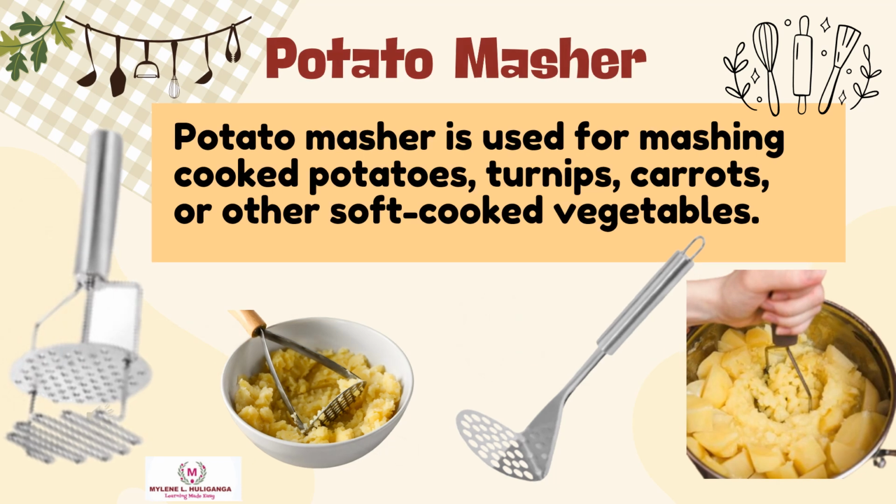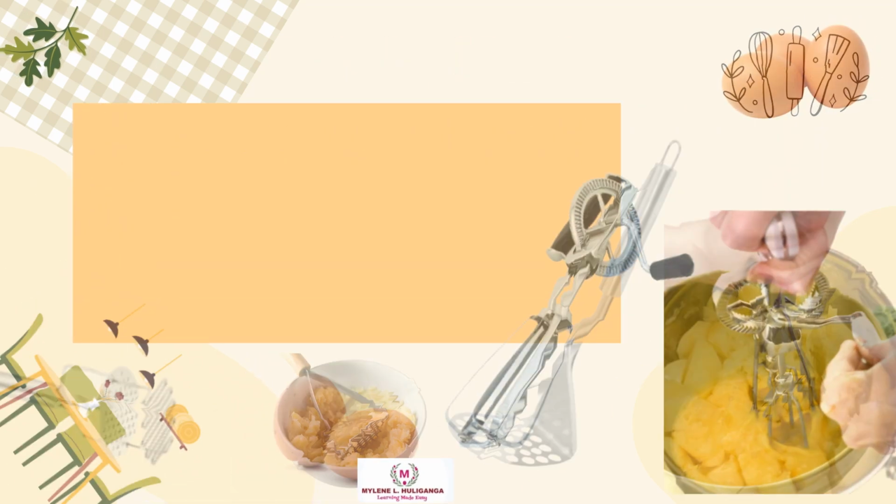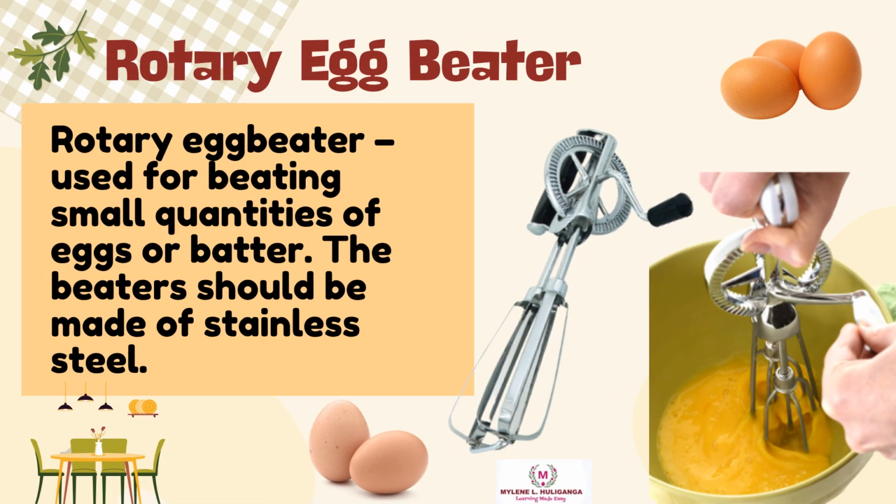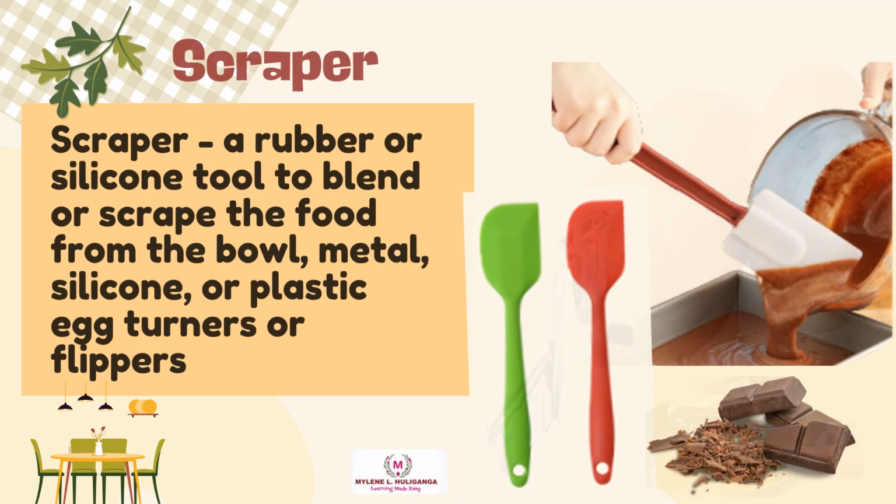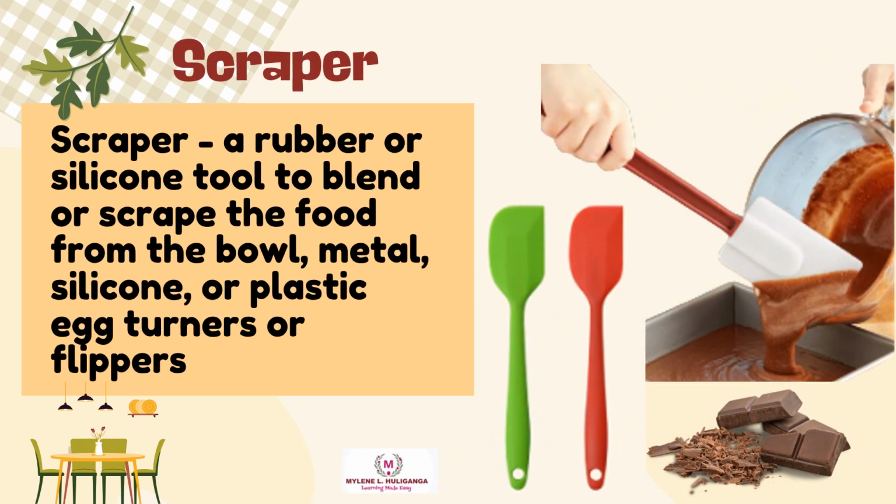Potato masher is used for mashing cooked potatoes, turnips, carrots, or other soft-cooked vegetables. Rotary egg beater, used for beating small quantities of eggs or batter. The beaters should be made of stainless steel. Scraper, a rubber or silicone tool to blend or scrape the food from the bowl. Metal, silicone, or plastic egg turners or flippers.